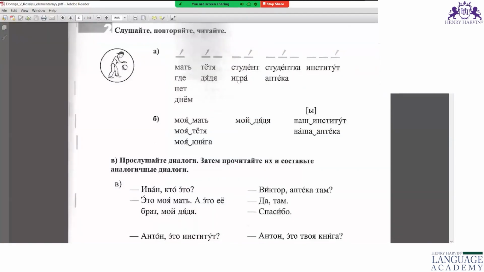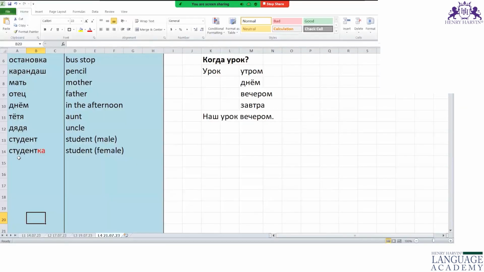Игра is a game. We had it. Аптека is a new word. Do you know what аптека is? Apartment? Okay, pharmacy. Medical store, pharmacy, аптека. You speak so well, so I assume that you already know a lot. Because your pronunciation tells me you already know something. Аптека is pharmacy.